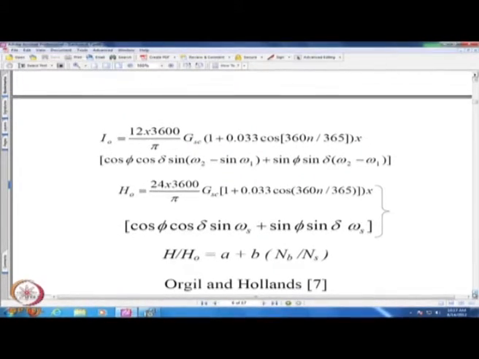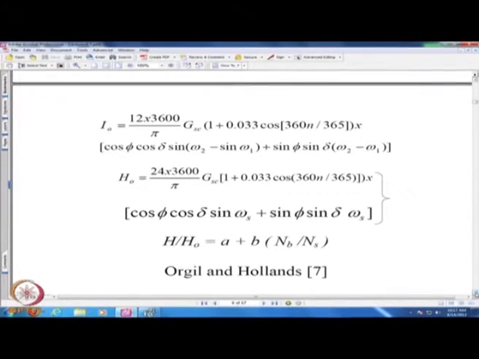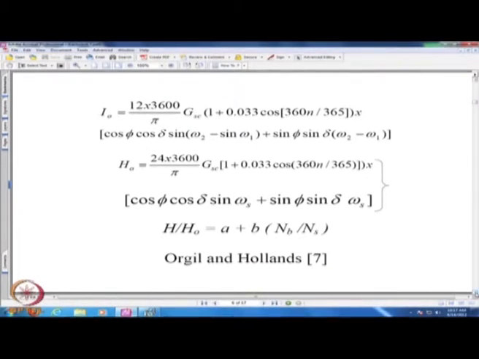Then, as a relation to the bright sunshine hours and the number of possible sunshine hours at a location on a given day, originally Angstrom and subsequently Page have correlated the ratio of the daily radiation to the extraterrestrial radiation in terms of two constants A and B, which will depend upon the particular location under consideration. In general, if the climate is similar, the A and B are similar.